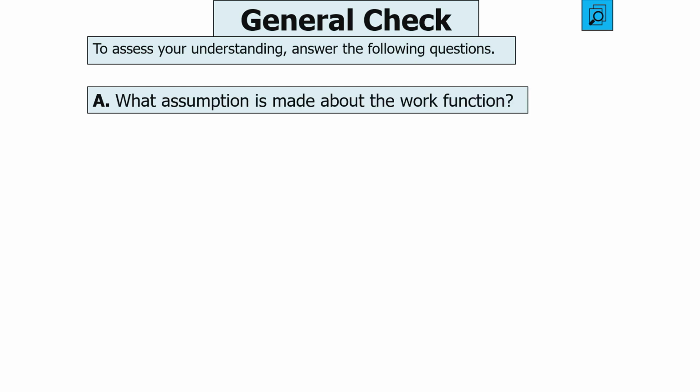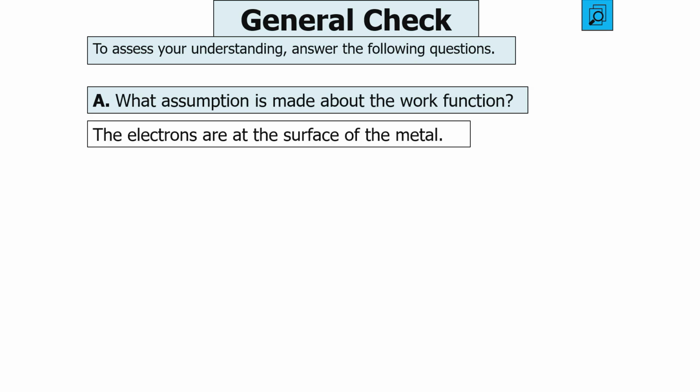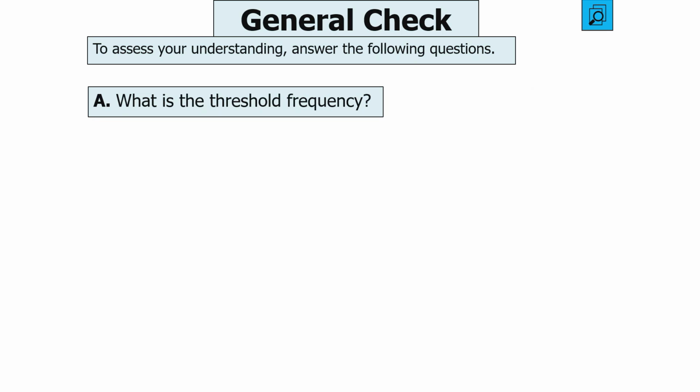What assumption is made about the work function? Pause the video now, then unpause the video when you want to go through your answer. It is that the electrons are at the surface of the metal. What is the threshold frequency? Pause the video now, then unpause the video when you want to go through your answer.